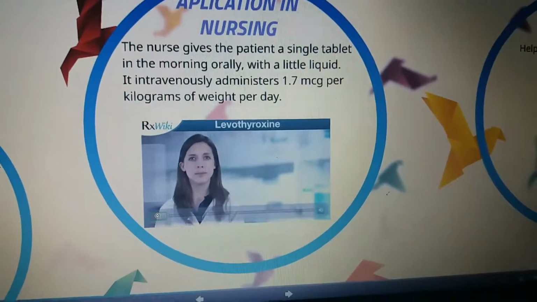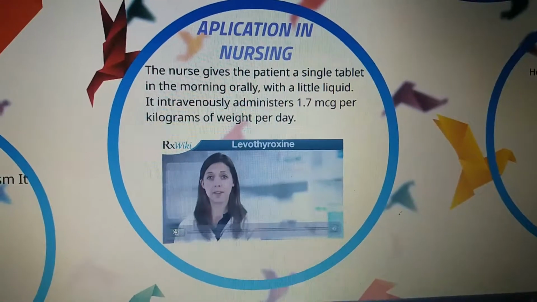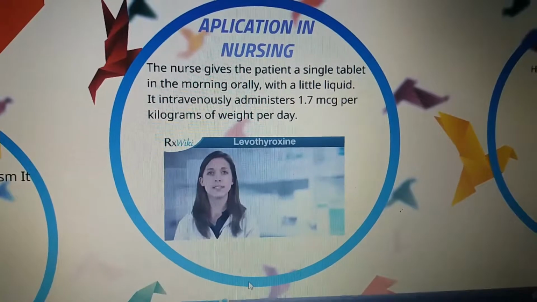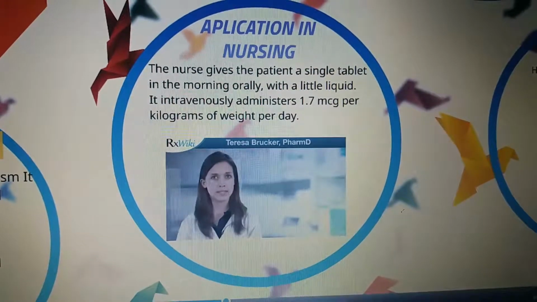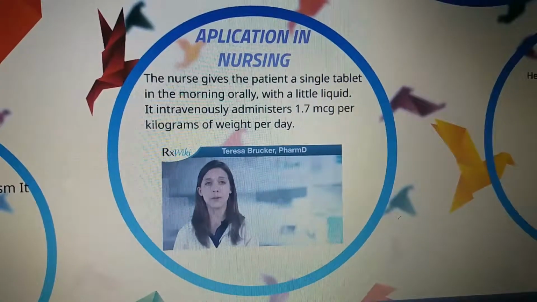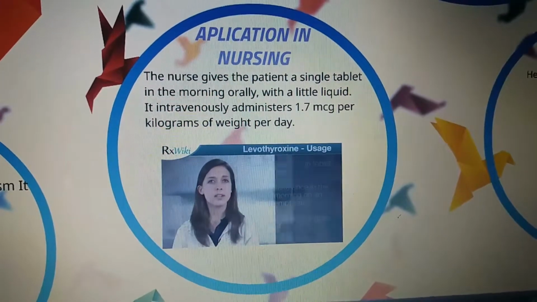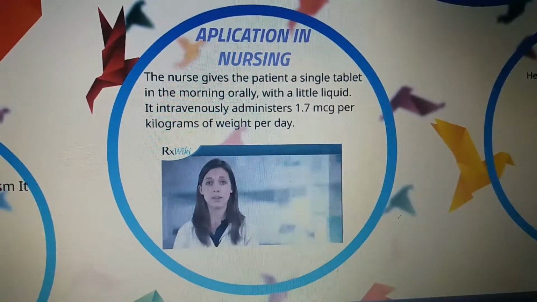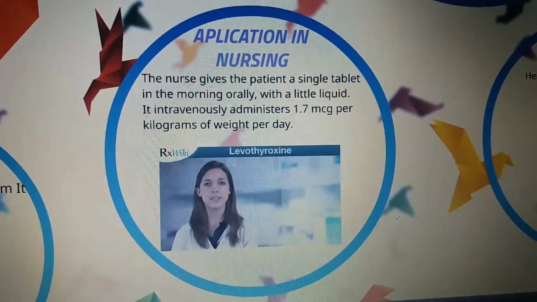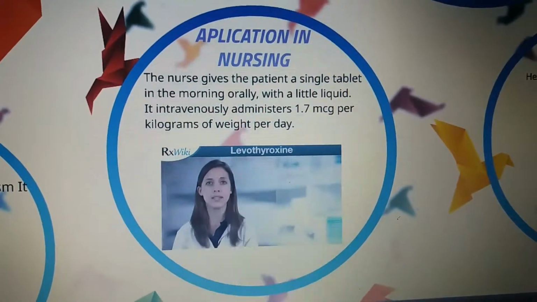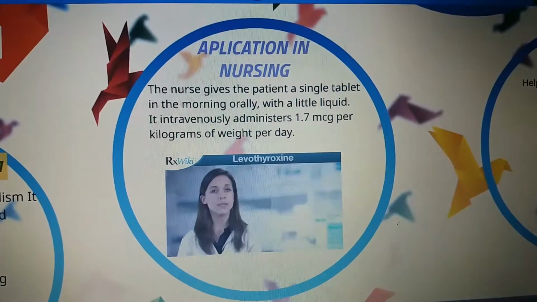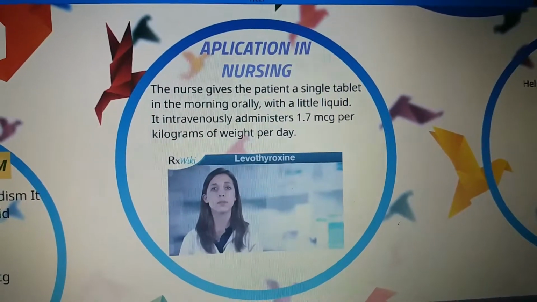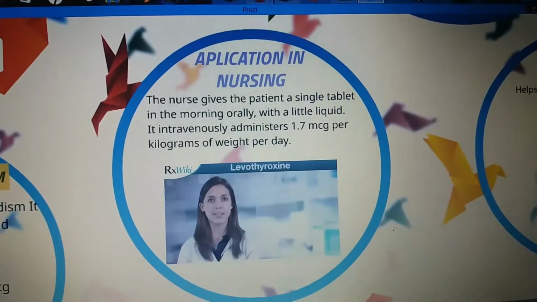Levothyroxine is a prescription medication used to treat an underactive thyroid. Levothyroxine is a synthetic thyroid hormone, which replaces the body's reduced levels of this natural thyroid hormone. This medication comes in tablet form and is taken once in the morning on an empty stomach with a glass of water. Common side effects of levothyroxine include tremors, a change in appetite, and irregular heartbeats. It's important not to take levothyroxine unless prescribed by a doctor. For RxWiki, I'm Teresa Brooker.